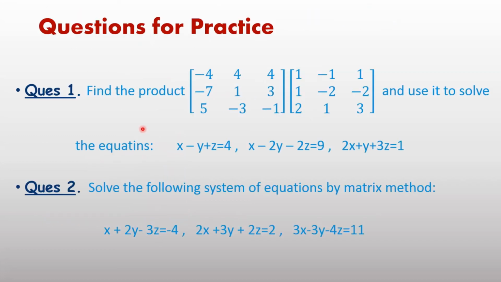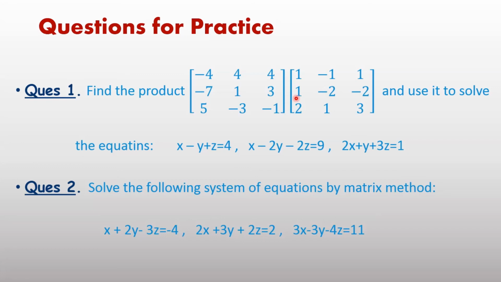Now two questions for practice which you have to solve and complete. First you have to find the product of these two matrices. If you observe carefully, one matrix is given as the coefficients of i, j and k of these three equations: 1 minus 1 1, 1 minus 2 minus 2, 2 1 3. The second matrix is also given as coefficients of i, j, k. First you find the product of these two matrices.